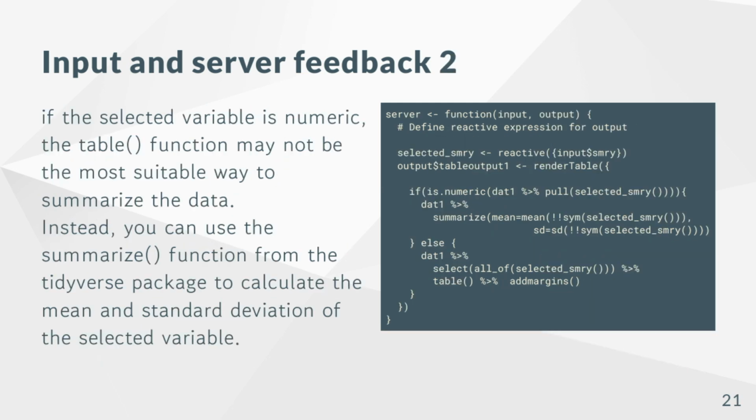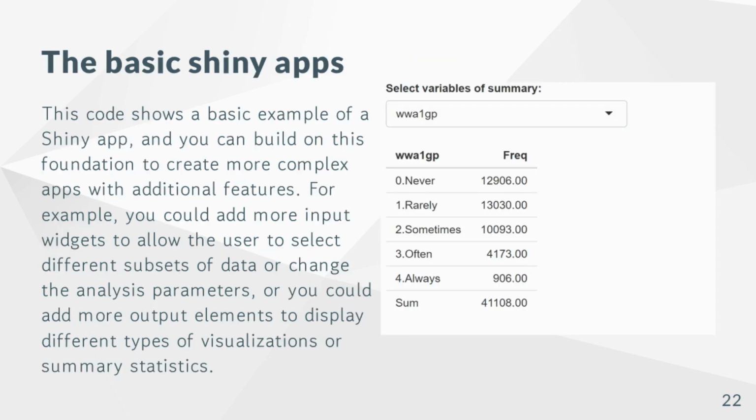If the selected variable is numeric, the table function may not be the most suitable way to summarize the data. Instead, you can use the summarize function from the tidyverse package to calculate the mean and standard deviation of the selected variable. This code shows a basic example of a Shiny app, and you can build on this foundation to create more complex apps with additional features.